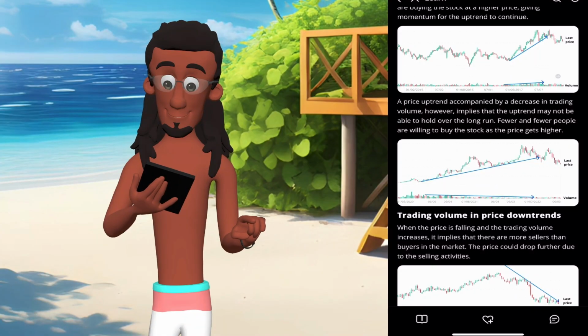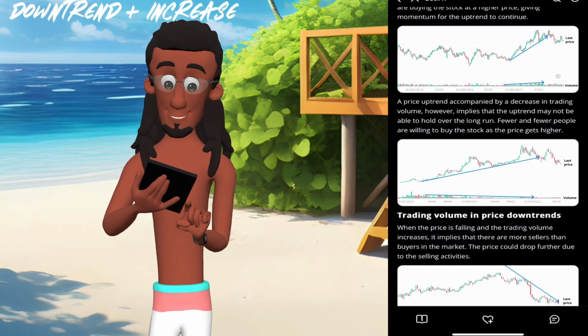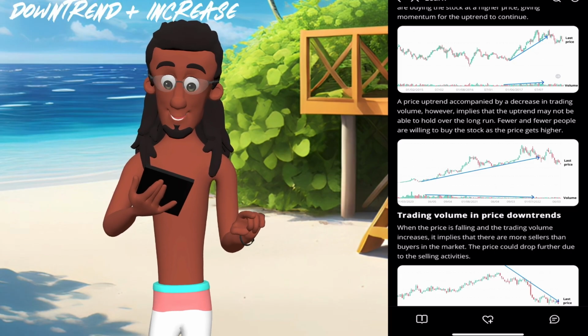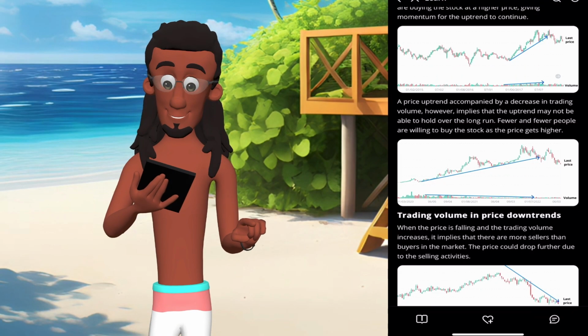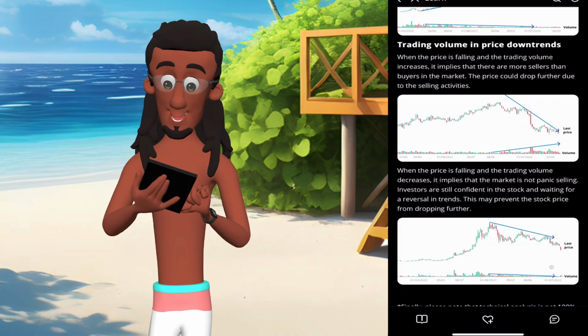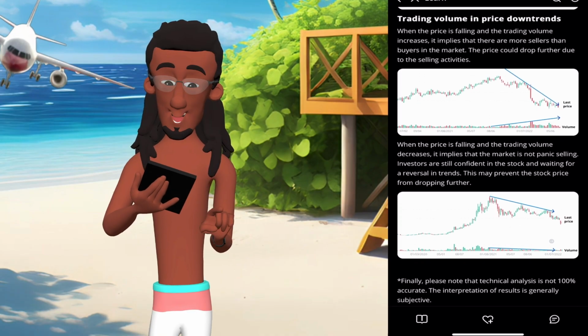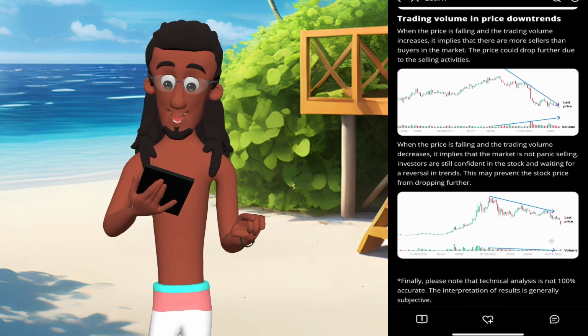All right. Trading volume and price downtrends. When the price is falling and the trading volume increases, it implies that there are more sellers than buyers in the market. The price could drop further due to the selling activities. We are bracing for landing. As you see, the flight is coming back down.